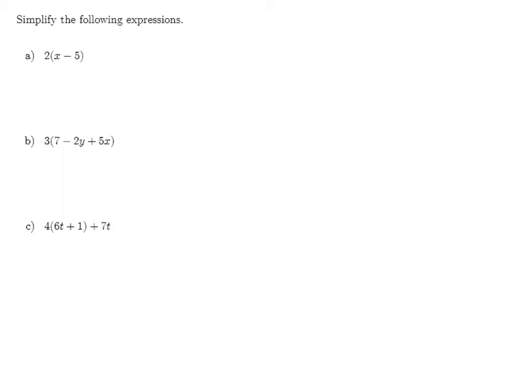In this video, we're going to simplify various expressions. To do so, we'll use the associative, commutative, and distributive properties, as well as the process of combining like terms.